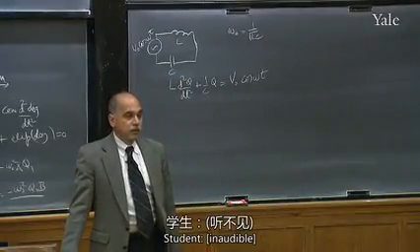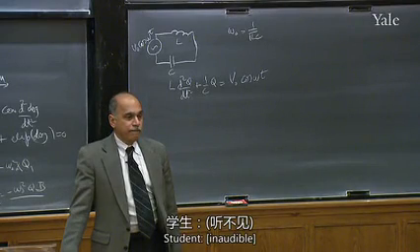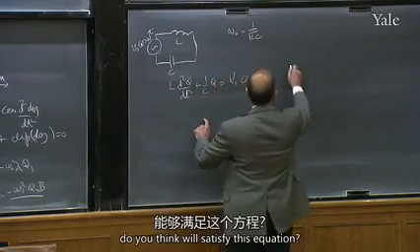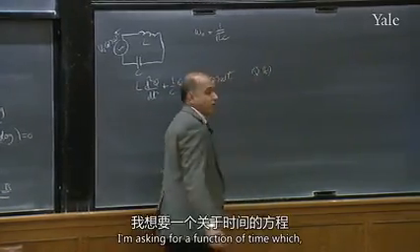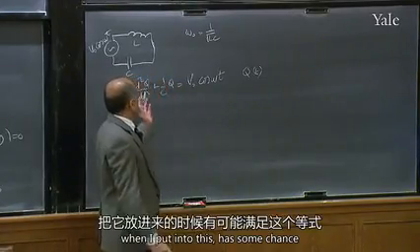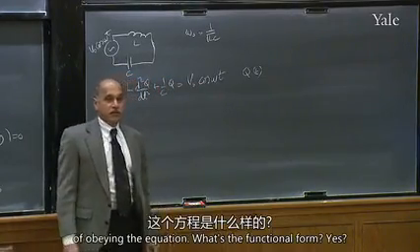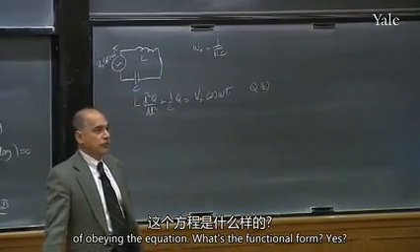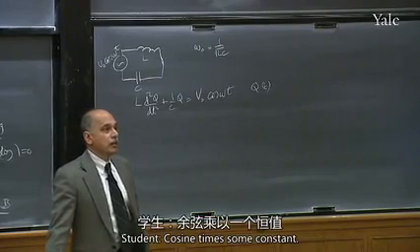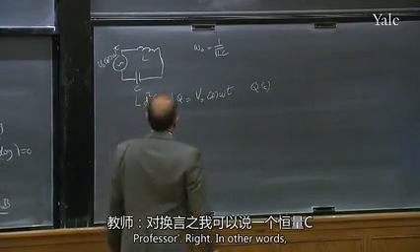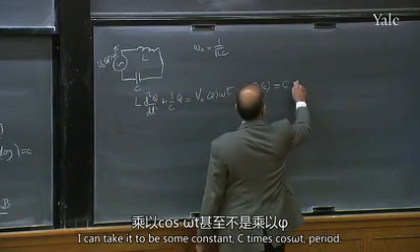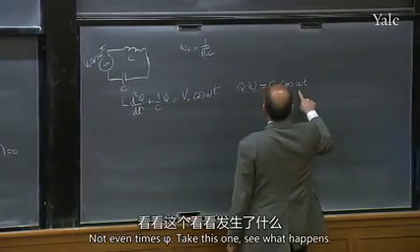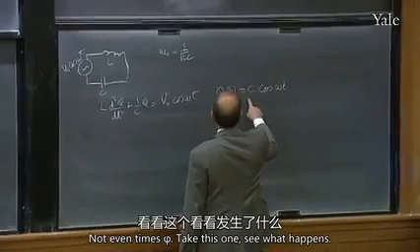Yes? Like a driven harmonic oscillator? No. What function q of t do you think will satisfy this equation? I'm asking for a function of time which, when I put into this, has some chance of obeying the equation. What's the functional form? Yep. Cosine times a constant. Right. In other words, I can take it to be some constant, c times cosine omega t, period, not even times phi. Because, all right, take this one.